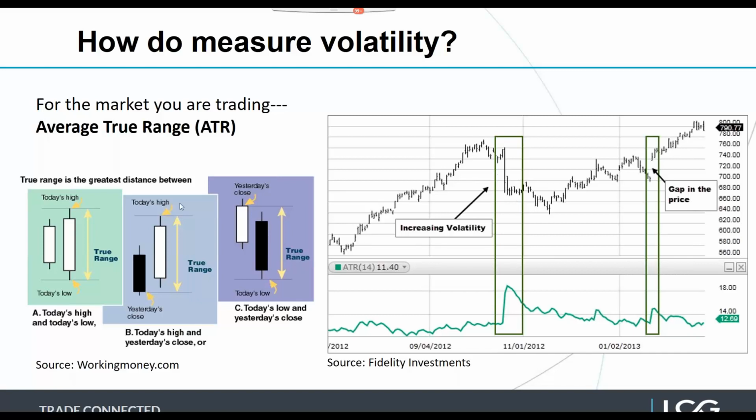But basically, it's the greatest distance of these three alternatives relating to yesterday's and today's high and close and low are the main factors considered.